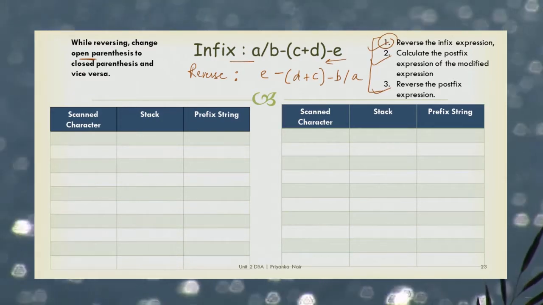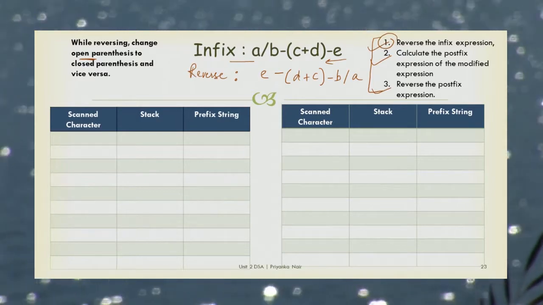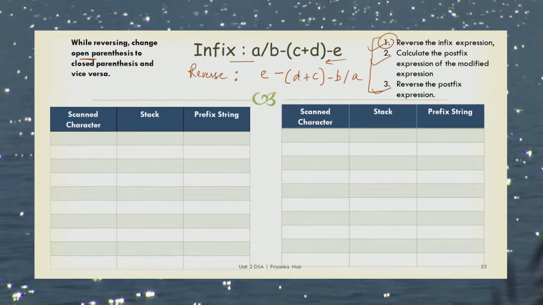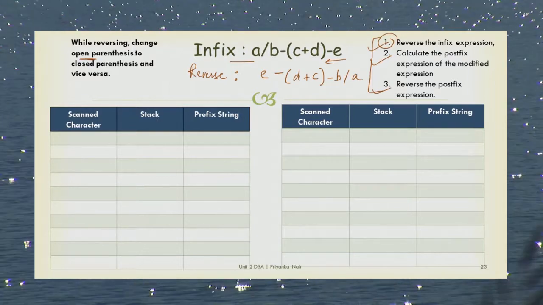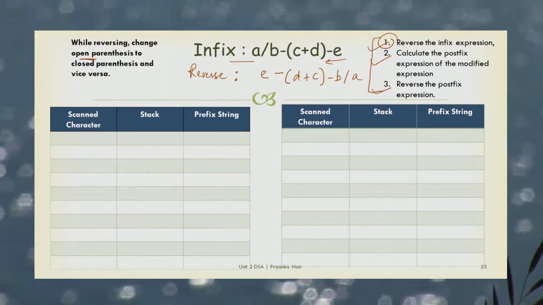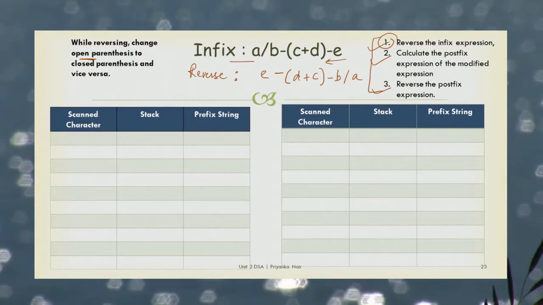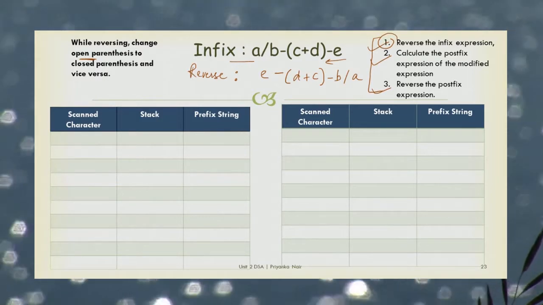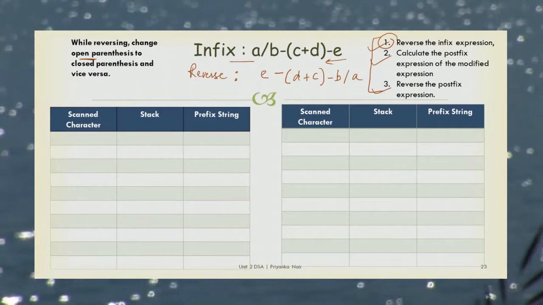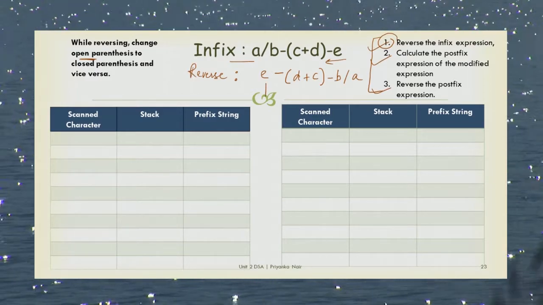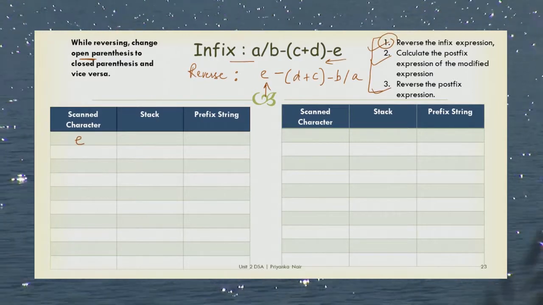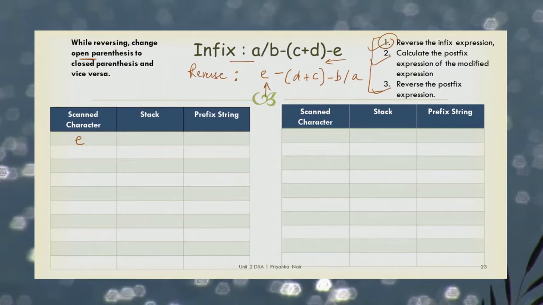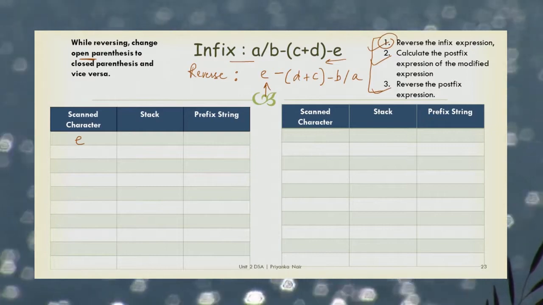Now the second step says that we need to calculate the equivalent postfix expression using the rules that we have done in the previous episode as well. We have summarized it in the previous slides as well. So let's start with the postfix evaluation. So we start the scanning from left to right. So the first element to be scanned is E. Since E is an operand, it will be directly pushed on to the prefix string.